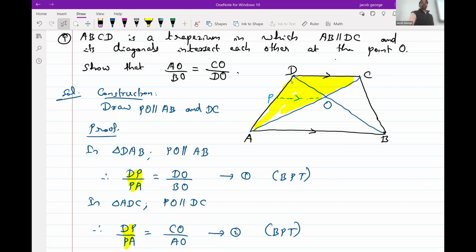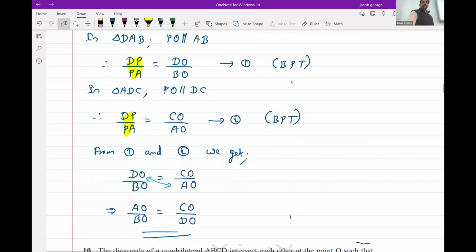Finished? From 1 and 2, what do you get? Yes, from 1 and 2 we get DP by PA are equal, right? So what do you get from 1 and 2? From 1 and 2 we get DO by BO is equal to CO by AO.